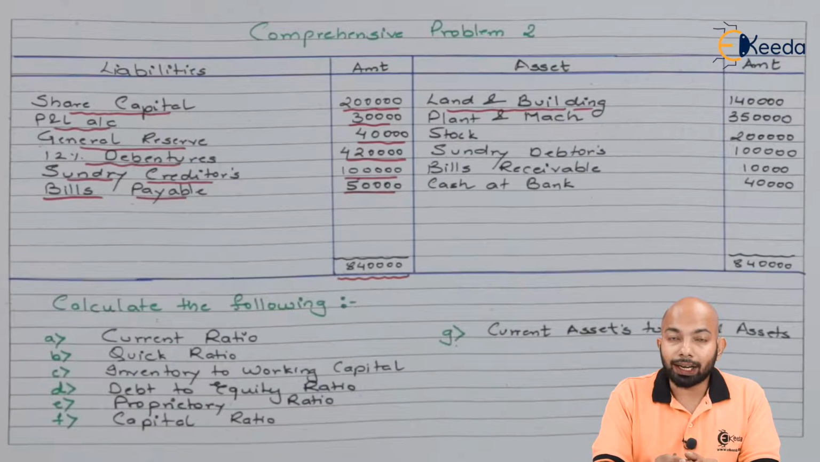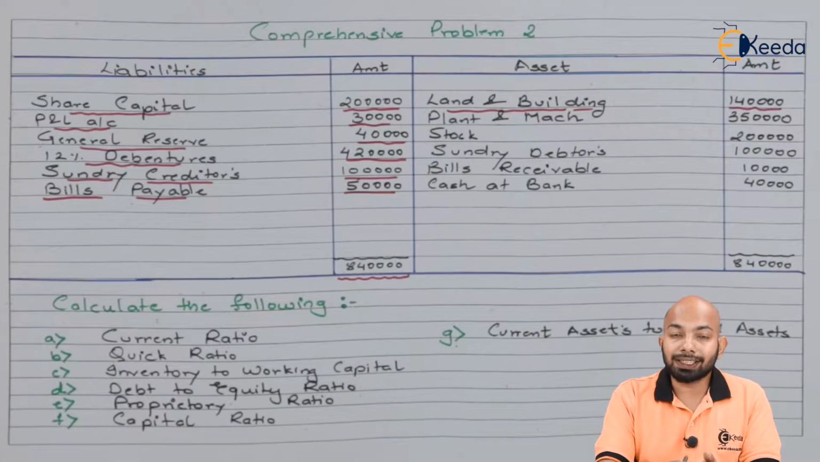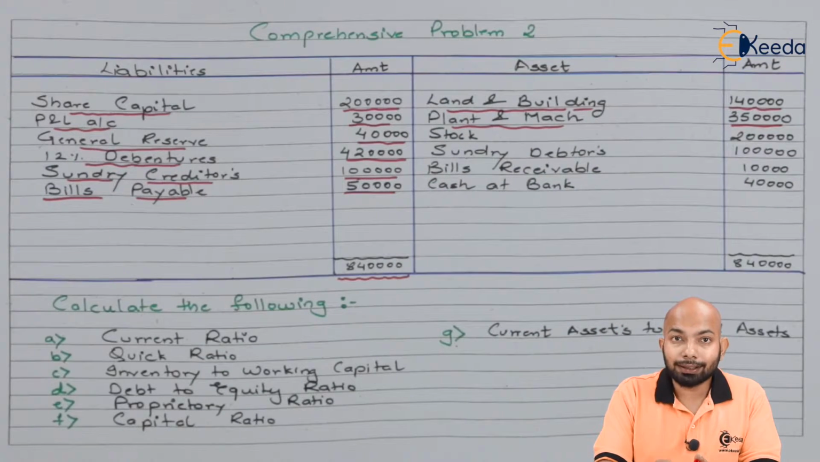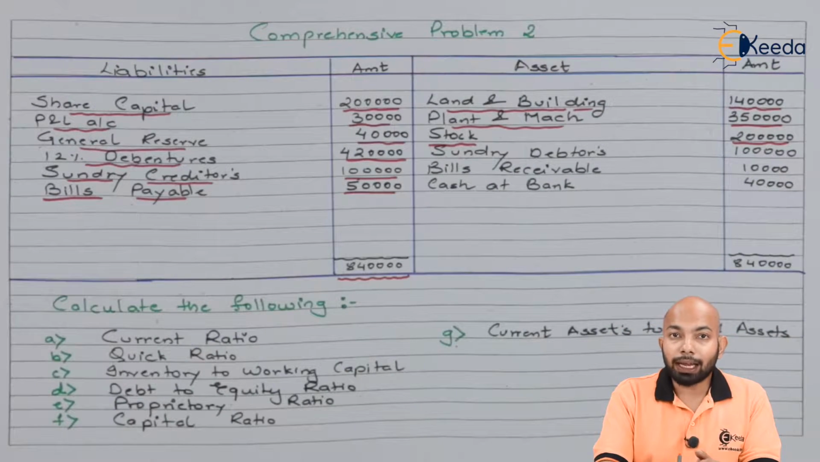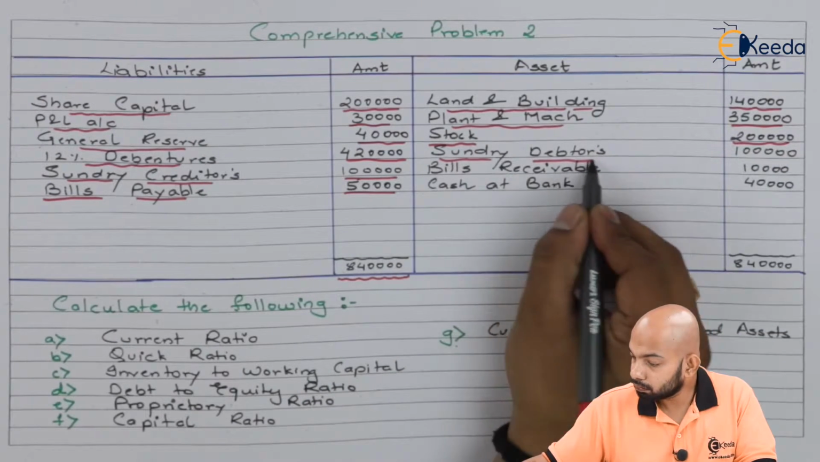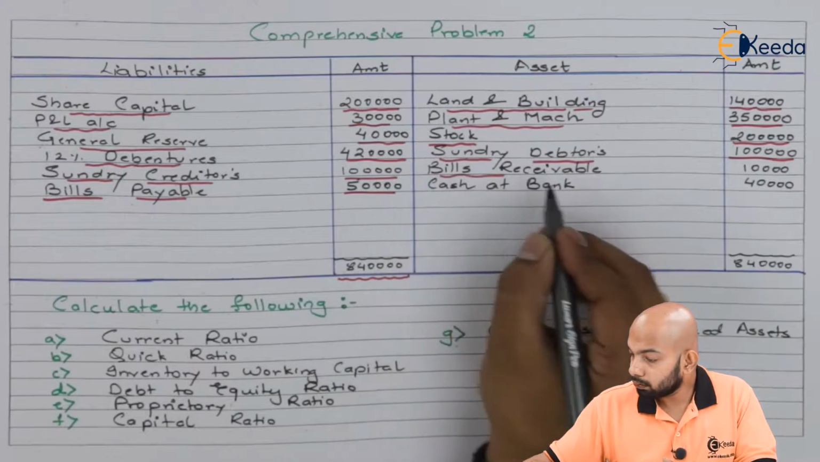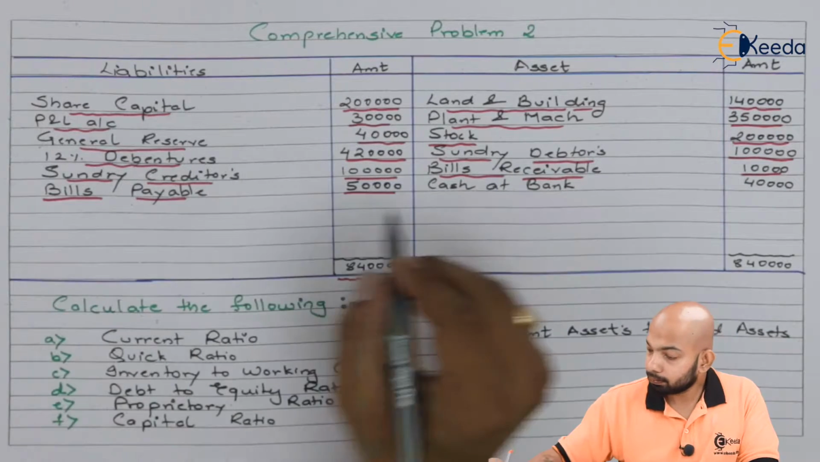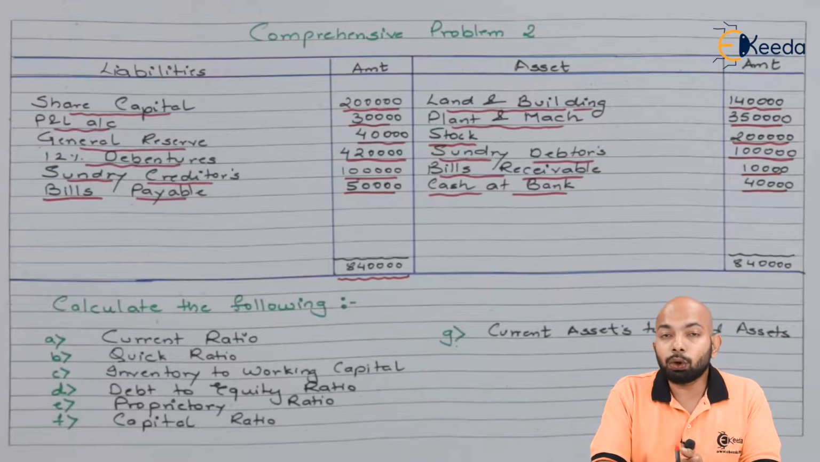We have land and building worth rupees 1,40,000, plant and machinery worth rupees 3,50,000, and stock worth rupees 2 lakhs. Sundry debtors amount to 1 lakh, bills receivable amount to 10,000, and cash at bank is 40,000. The asset side total amounts to again 8,40,000, so the balance sheet tallies up.